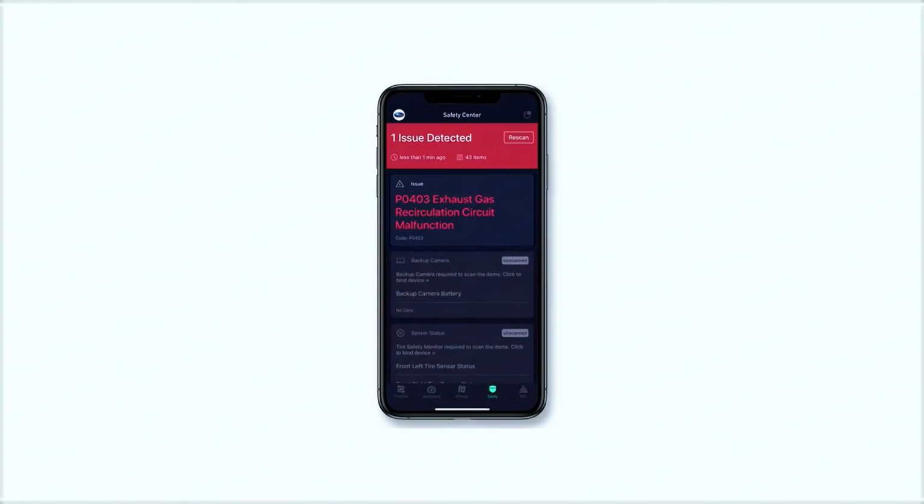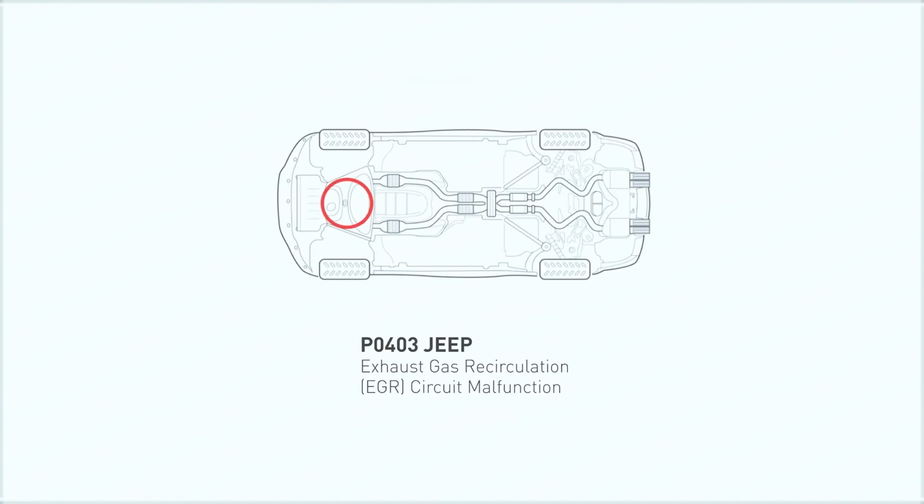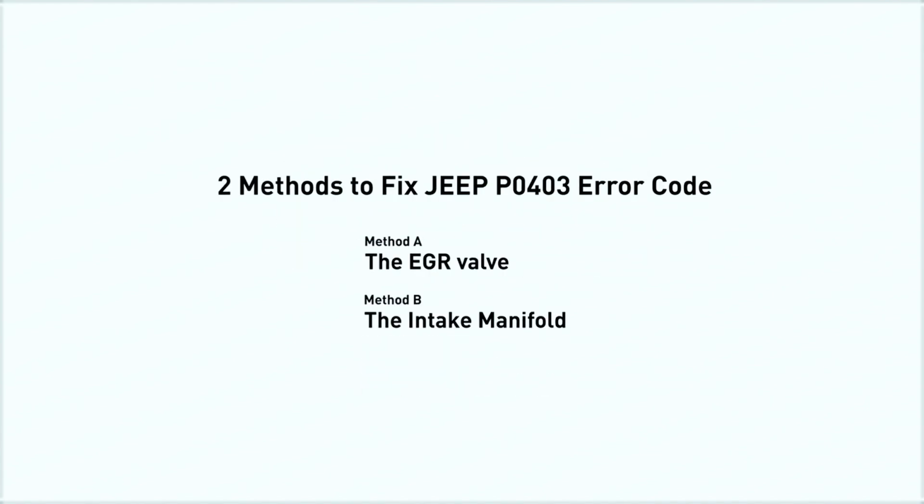Use the OBD2 scanner to scan your vehicle and see the error code P0403. It indicates the engine control module detects the EGR valve is not flowing recirculated exhaust gases when it is commanded to open the flow of gases into the intake manifold. Here are two of the most practical solutions to fix Jeep's P0403 error code.